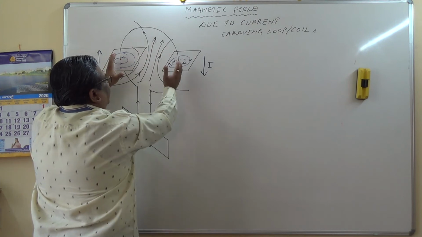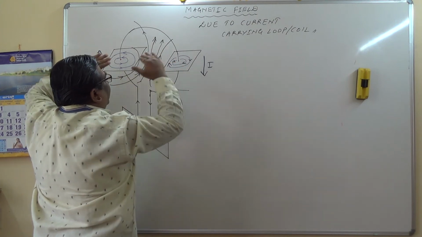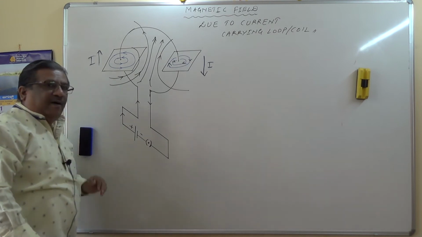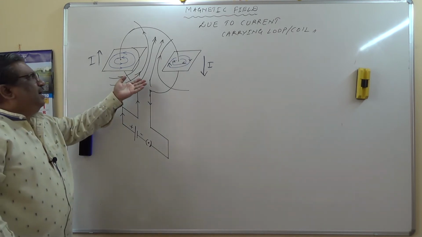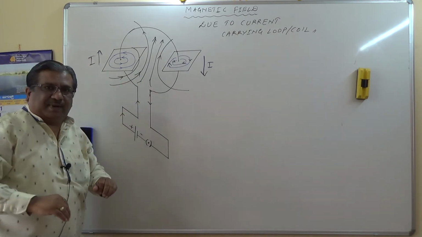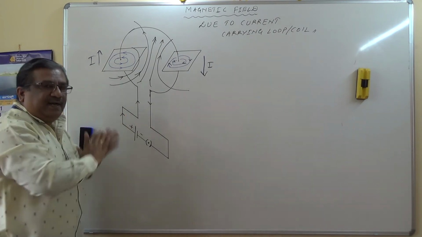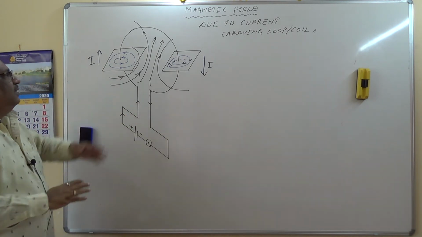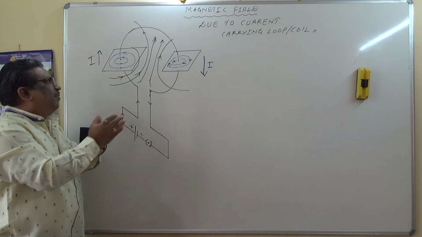Within the space enclosed by this loop, the field lines are entering into this one, or can I say the field lines are merging into this one? Merging means entering into this one. Okay, and therefore this is the pattern. Let us study a couple of points over here.